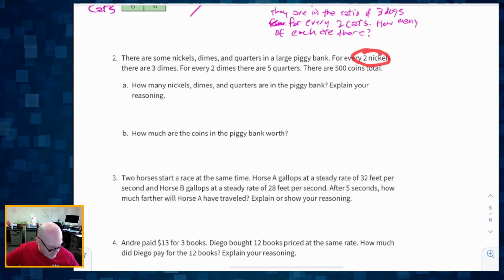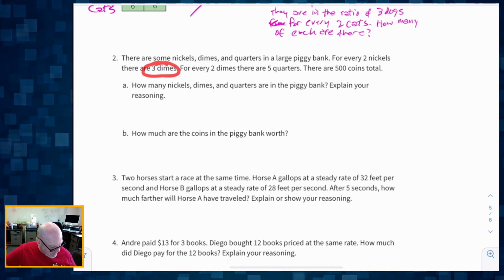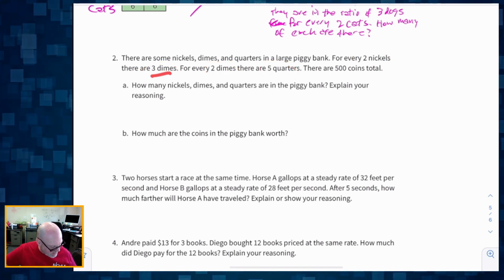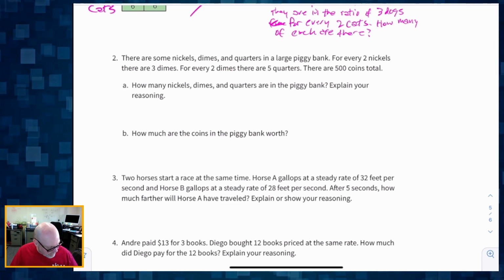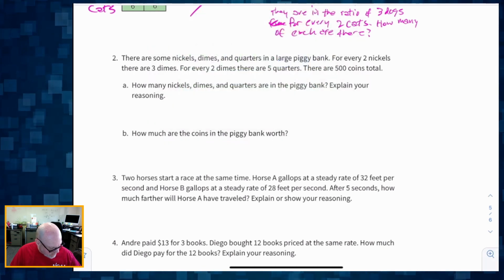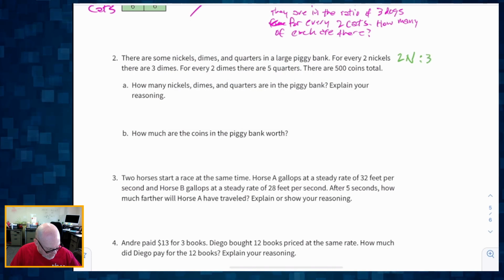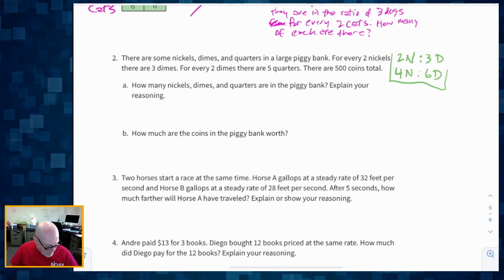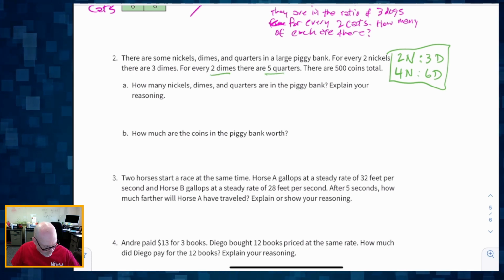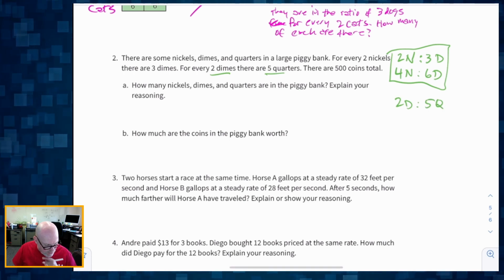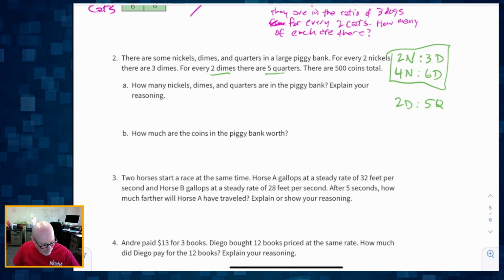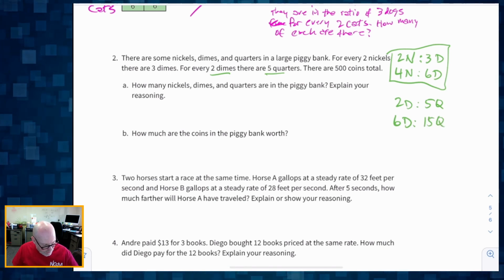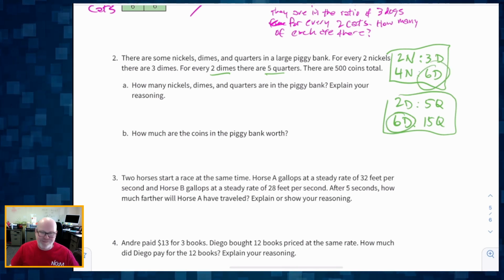So for every 2 nickels, there are 3 dimes, but for every 2 dimes, there are 5 quarters. So what I want to do is make it so that the dimes are kind of consistent here. So for 2 nickels for every 3 dimes, I can rename that to be 4 nickels and 6 dimes, can't I? And then for every 2 dimes, there are 5 quarters. Yeah, and then I can triple that, and I could get 6 dimes is 15 quarters. All right, and now all of a sudden, I got this common ratio going on here.